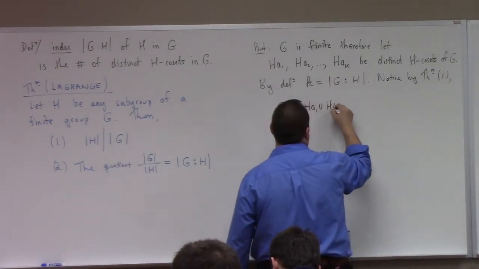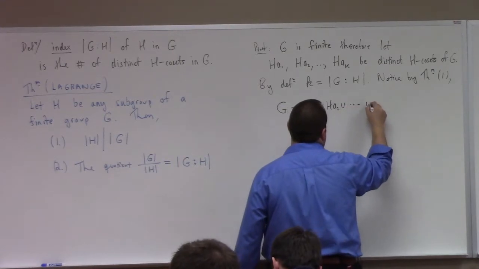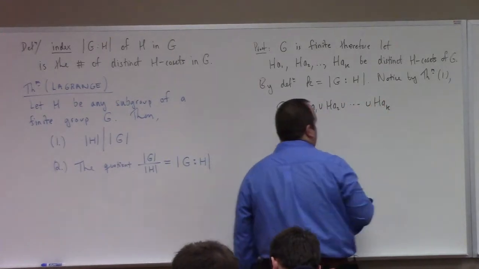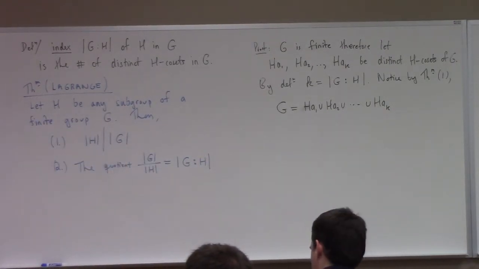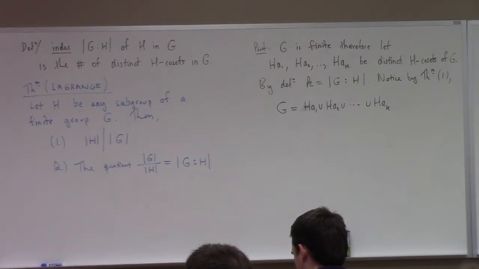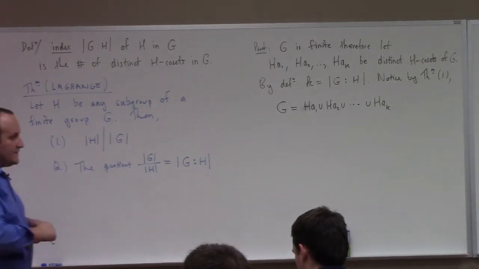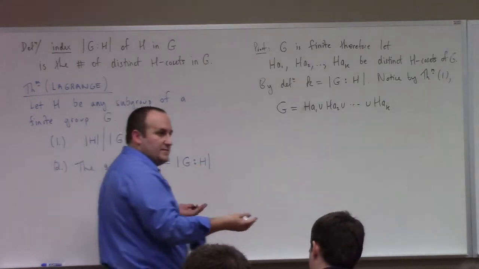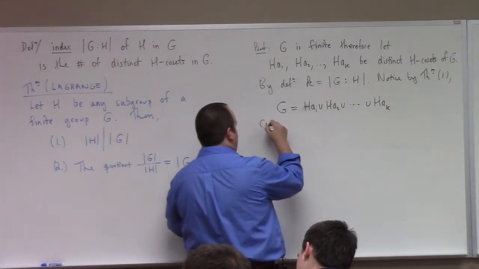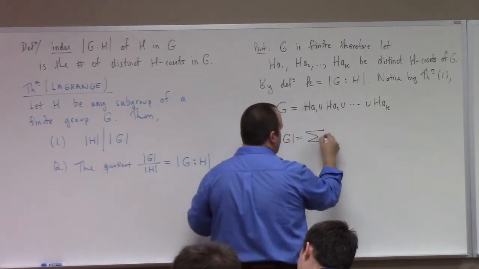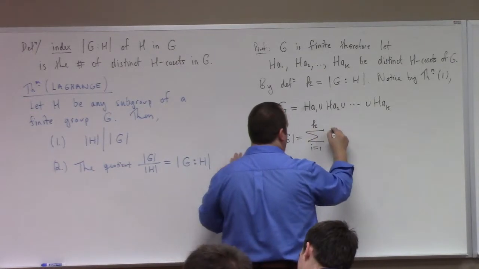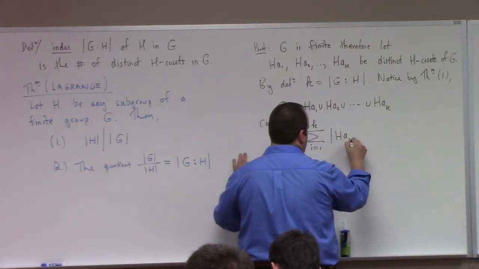H_{a1} union H_{a2} union H_{a3} ... union H_{ak}. So I'm using, I guess, technically an extrapolation of 6. Well, no, 6 actually was this: the distinct right cosets of H are cells of a partition of G. So that means the union of the distinct right cosets gives you back all of G, right? But then we can count. What's the order of G? It's the sum, i equals 1 to k, of the order of H a_i, right?